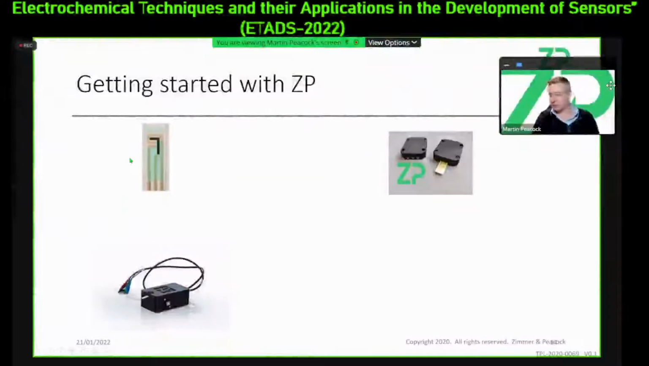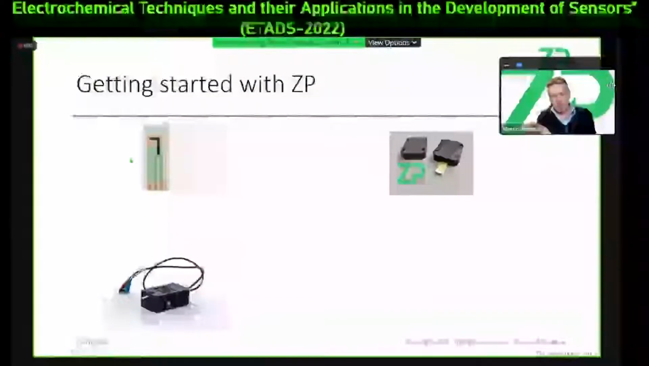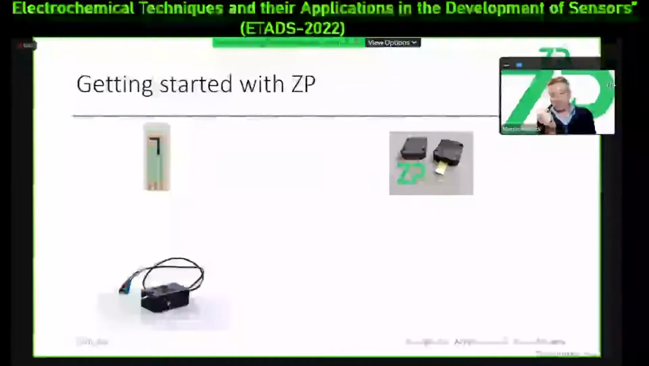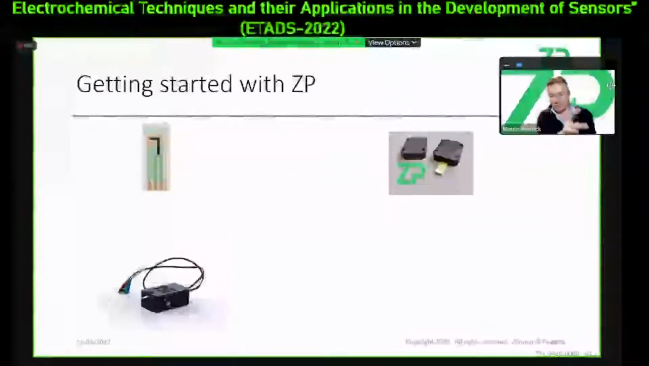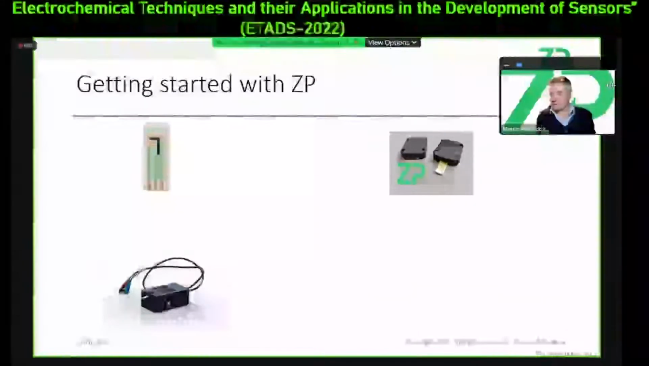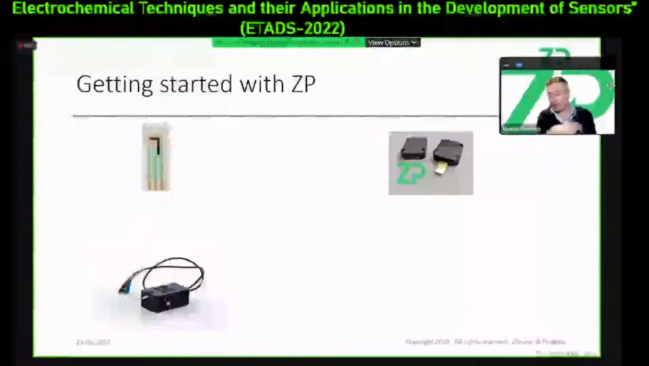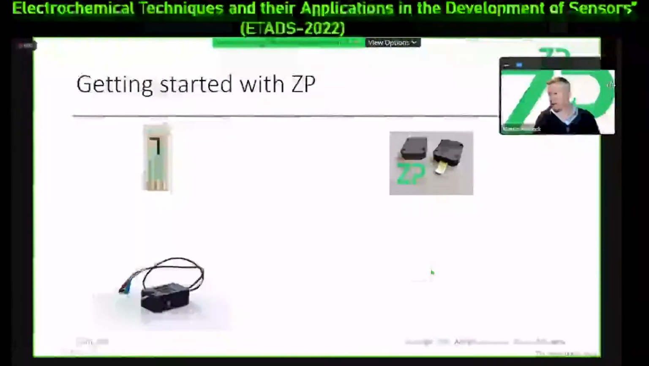This is really important because when you look at screen printed electrodes, some people complain about the reproducibility and the quality. What's happening is that the producers of these screen printed electrodes don't necessarily use them in their own products. Zimmer and Peacock use these electrodes in our own products, so it's in our absolute interest to make sure that these are the best screen printed electrodes they can be, because we need them to be. We use them in our products.